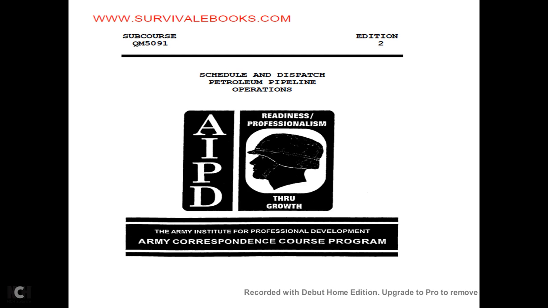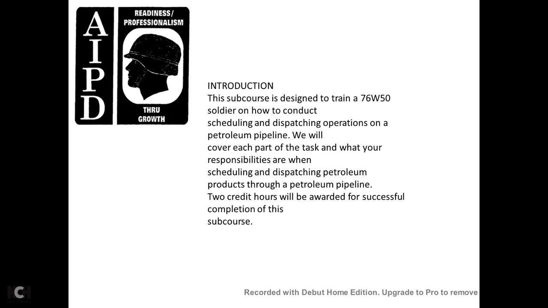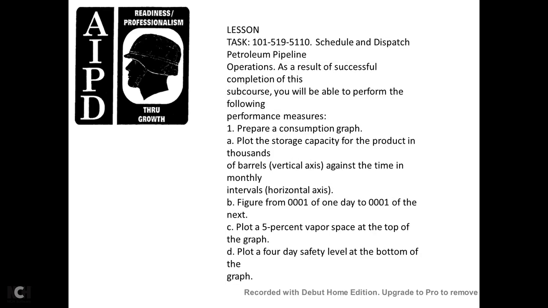All right. Schedule and Dispatch Petroleum Pipeline Operations, QM 5091, edition 2. Subcourse introduction. This subcourse is designed to train a petroleum supply specialist, MOS 76W, how to schedule and dispatch operations on a petroleum pipeline. We cover each of the tasks where the responsibilities are in scheduling and dispatching petroleum products through the pipeline. Two credit hours will be awarded for successful completion of the subcourse.